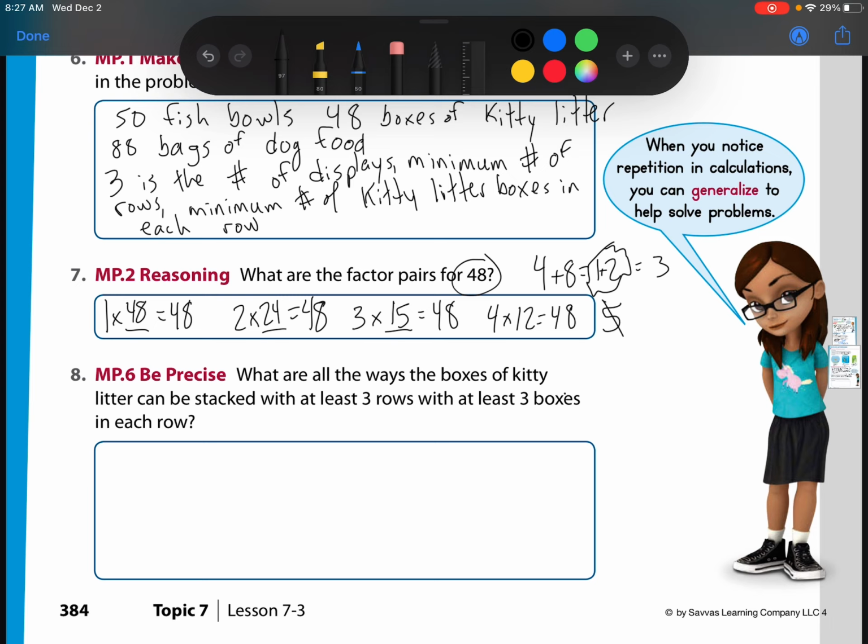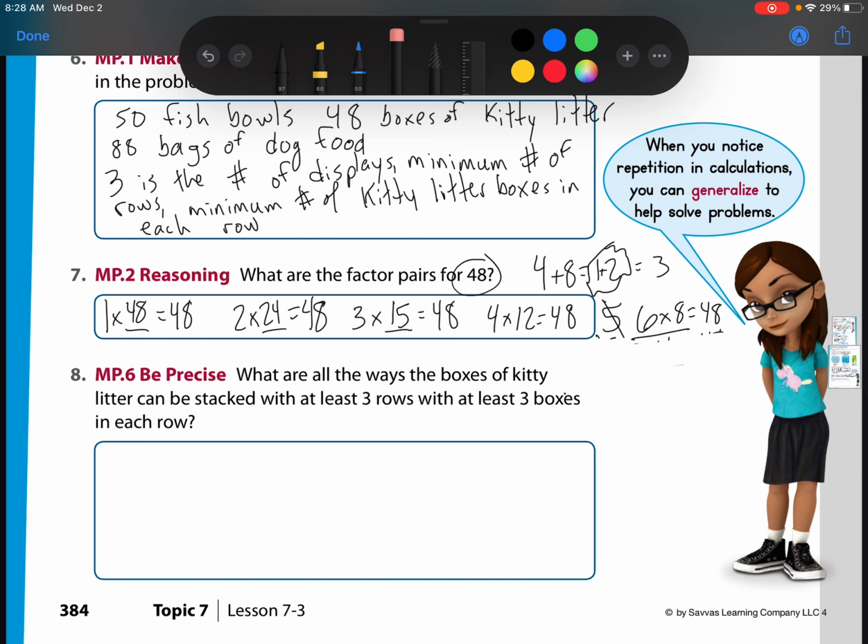5 is not a factor pair. 6 is a factor pair. 6 times 8, and this one I can see on my multiplication chart. 7 is not a factor pair. And then when we get to 8 times 6, we notice what? We notice that they repeat. So I'm all finished with my factor pairs.